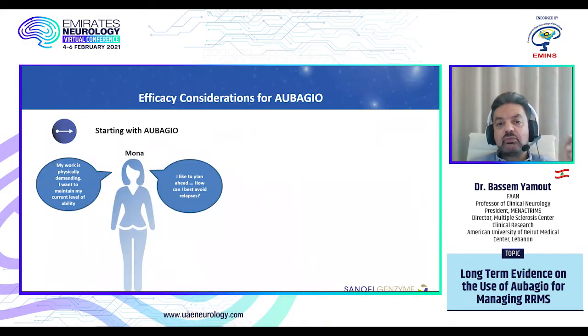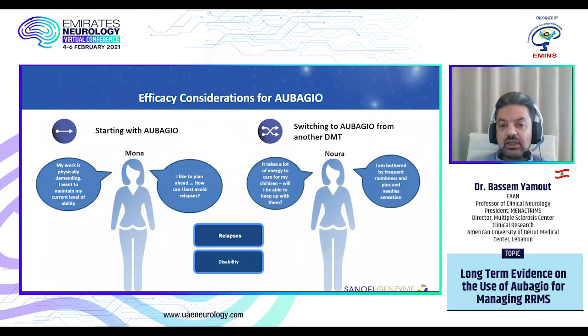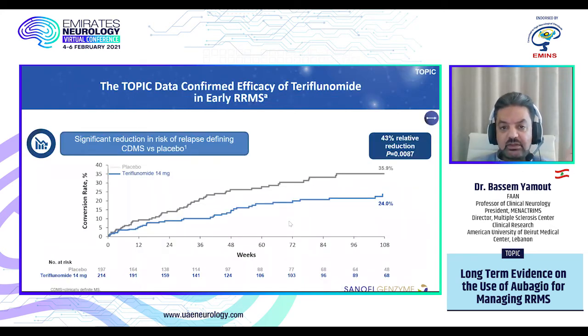So let's start with the first question the patient will ask you, which is about efficacy. Is this drug going to be efficacious? Will it decrease my relapses? Will it prevent disability? Let's look first at the efficacy data. In the TOPIC trial, which remember were CIS or, nowadays, early RRMS patients, after the 2 years of the trial, there was a 43% relative reduction in the risk of a second relapse, which is conversion to clinically definite MS.